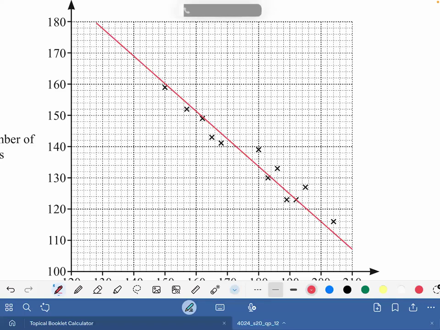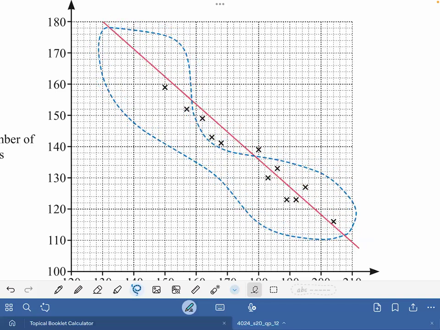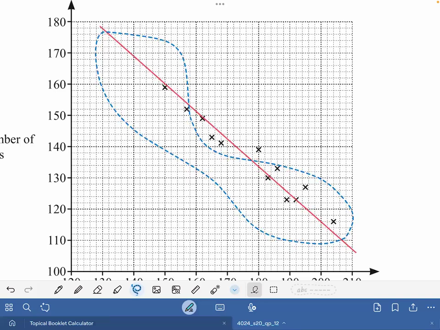So let's see how this is possible. Now check that there are 1, 2, 3, 4 points above the line, and 1, 2, 3, 4, 5 below the line. No need to change your line because all the points are close to the line. What happens if you change the line a bit? If I just place it here, that is also fine because there are 3 points above and 3 points below.